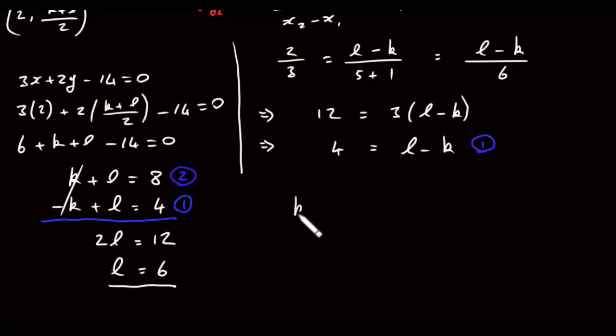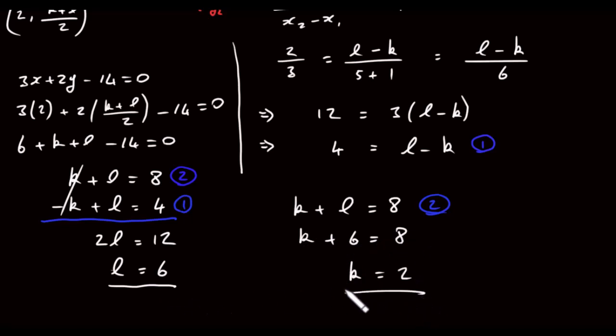Now I have k plus L is equal to 8. That's equation number 2 actually. And I'm just going to stick in L is equal to 6 here. So we have k plus 6 is equal to 8. That gives me k is equal to 2. So there's my second answer. So L is equal to 6, k is equal to 2. And that's it for this question.